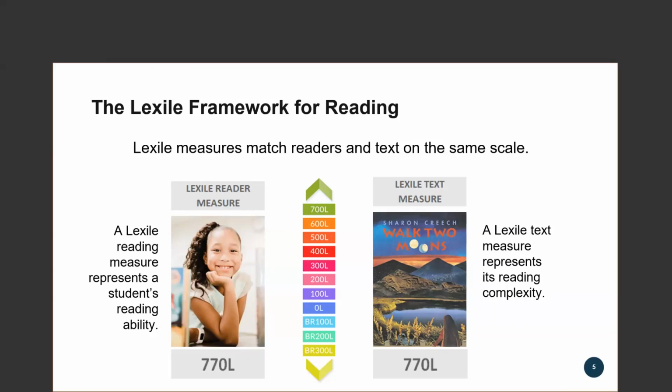In this example on the slide, you see a 770L student, which describes her reading ability, sitting down to read a 770L text, in this case Sharon Creech's Walk Two Moons. What we know is that this student is going to encounter a text that is comfortable in terms of its vocabulary and sentence complexity, but also just complex enough that it's going to continue her growth as an independent reader.